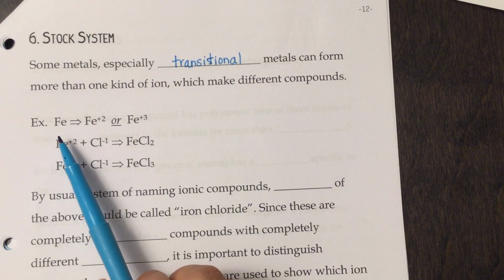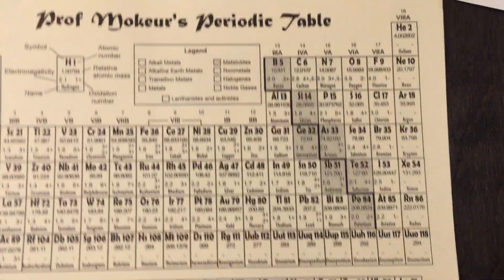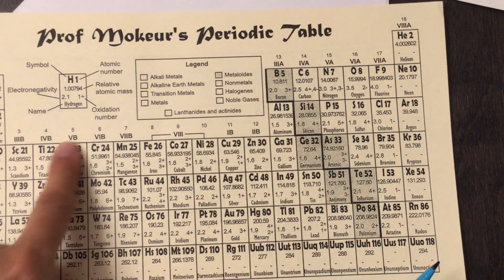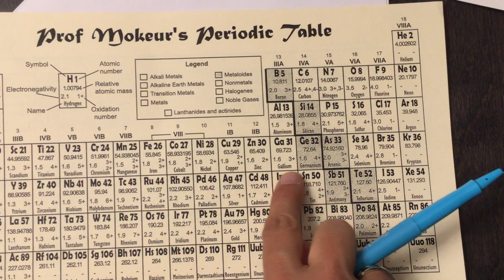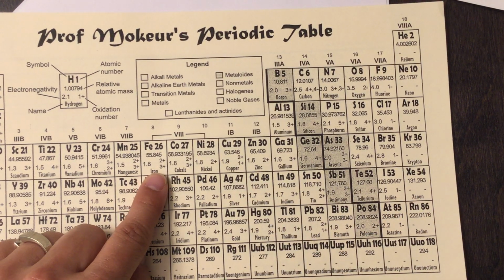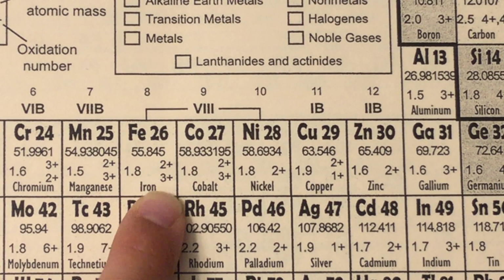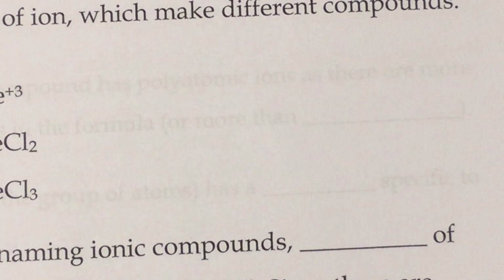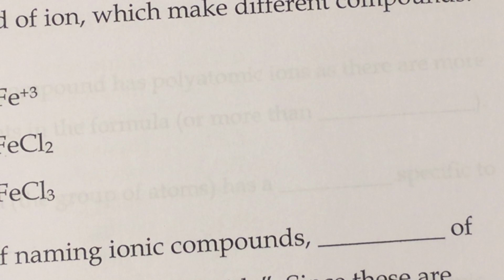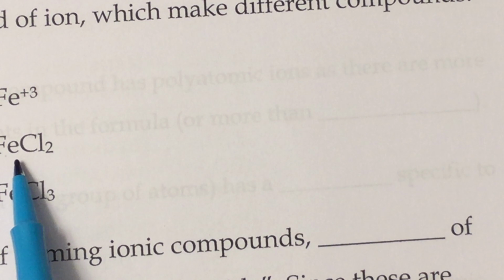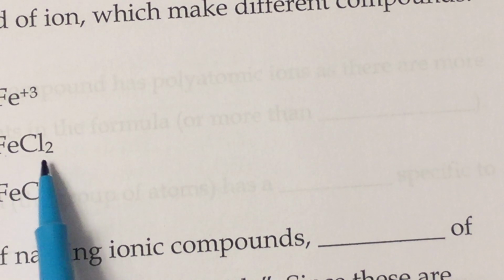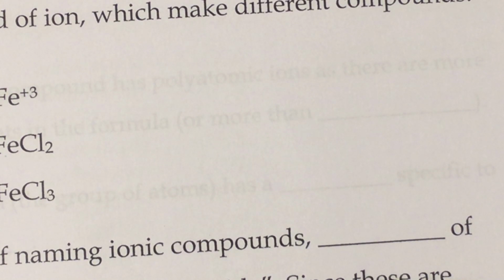So the example they give here is iron. Okay, so find iron on your periodic table. Iron has to be in the middle here, transition metal. Here's iron, okay? So what are the 2 charges that iron can make? Well, +2 and +3, okay? So if we have a charge of +2 for iron and chlorine, which is -1, when we crisscross and combine, we'd have FeCl2. But if we are using iron 3, okay, and we crisscross and combine, we would have FeCl3.